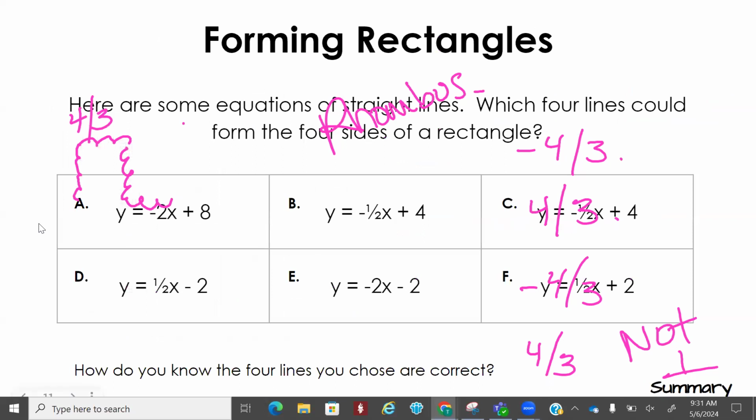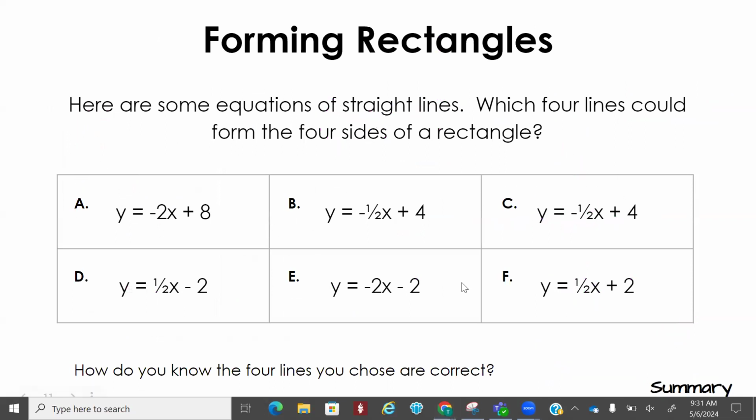Okay, so if I have these equations, I want to pick 4 to create a rectangle. Which 4 would work? What do we know about rectangles? Two opposite sides are the same, right? Okay, so looking at this, they also have to be parallel. So if I have this one, which one of these is parallel to that one? Ava said E.